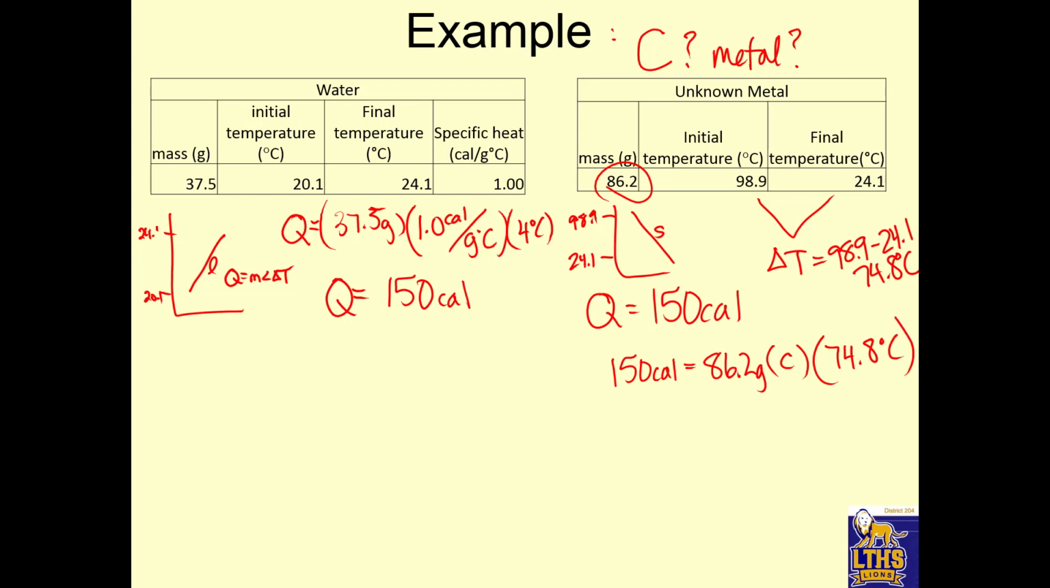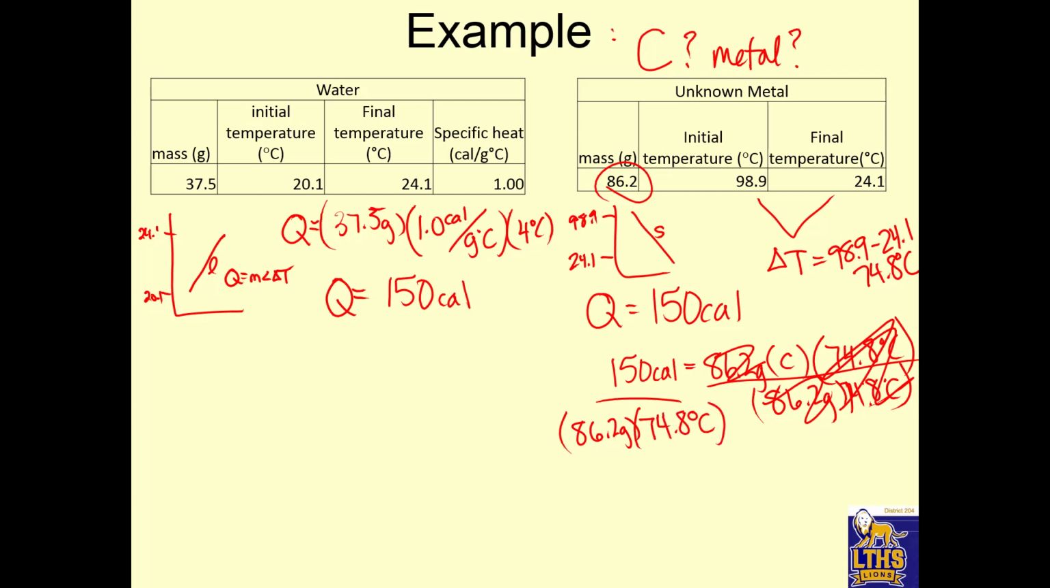And then what happens? Well, we got to get rid of this stuff. 86.2 grams, 74.8 degrees Celsius. Goodbye, all of this cancels out, but I have to do the same thing on this side. 86.2 grams, 74.8 degrees Celsius. None of the units cancel when I do the math, so my units are going to be calories per gram degrees Celsius. And then when I divide that all out, I get 0.023. So that is the specific heat of this metal.